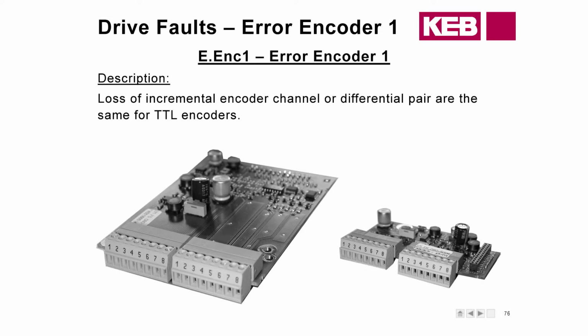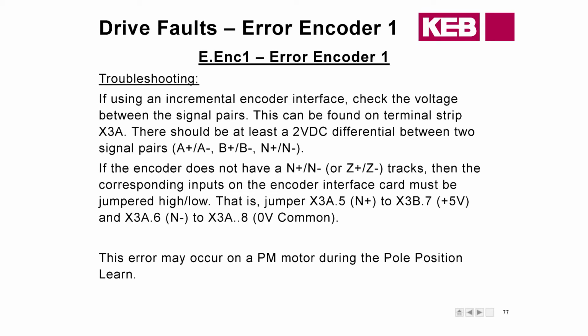E.EnCC1, error encoder 1. So this error you're only going to get for incremental TTL encoders. Basically it just means that you're missing a channel pair or a voltage differential between the channel pairs. So troubleshooting this, you can take your meter, put it to DC voltage, and measure between the A and B channels, and we should be seeing at least 2 volts there. If we're not, something's going on with the encoder.